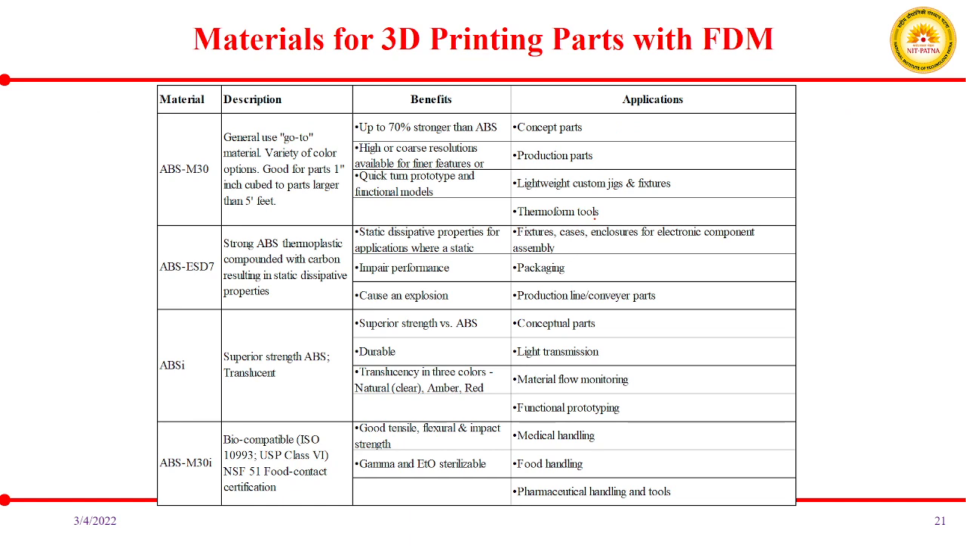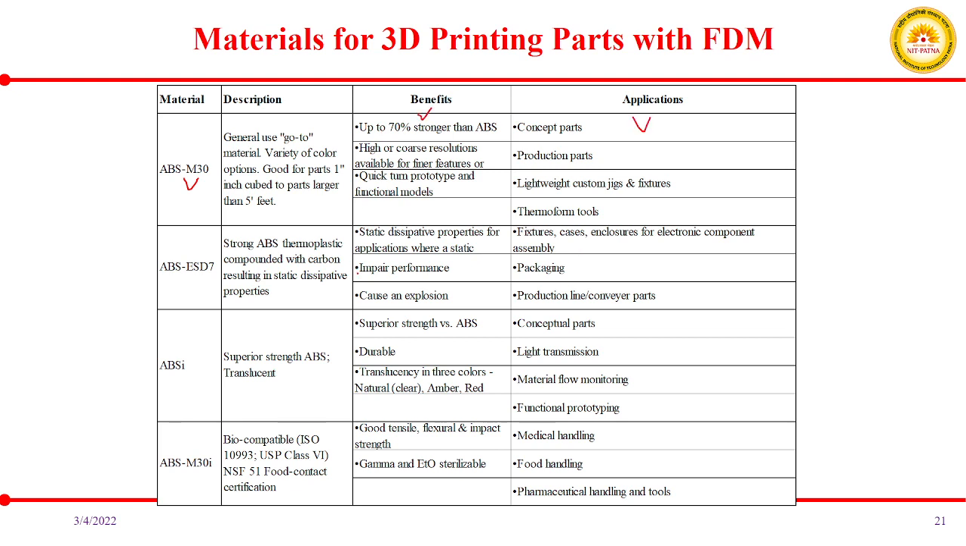Now we will continue with the material part: what are the different materials that can be used for 3D printing in the extrusion-based additive manufacturing process or FDM machine. These are the general types of machine. I will go one by one through these materials and their descriptions. So ABS, these are the different categories of ABS. Here you can see their benefits and applications.